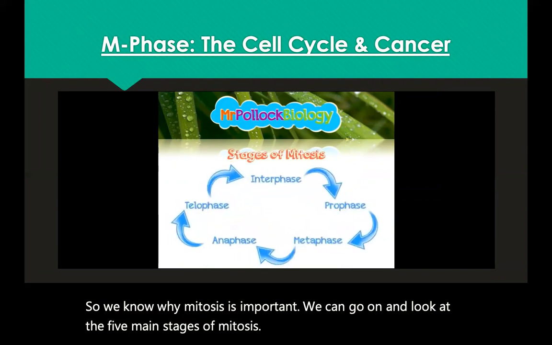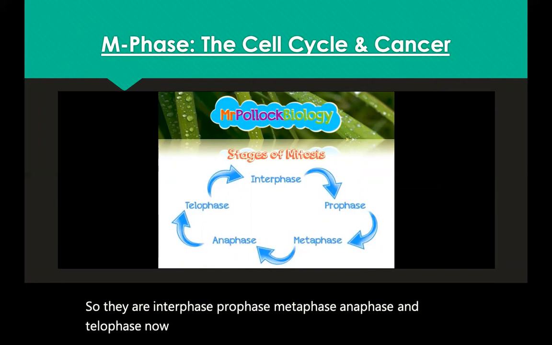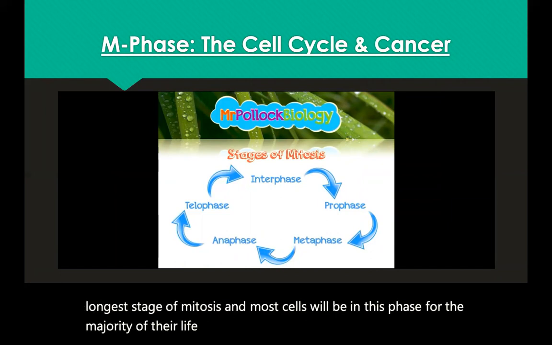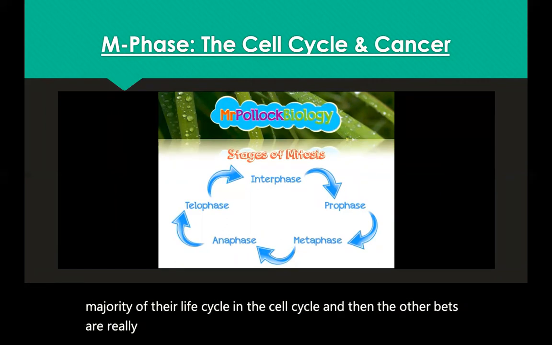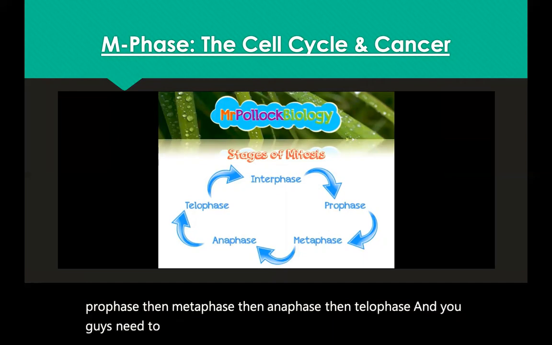So they are interphase, prophase, metaphase, anaphase, and telophase. Now, interphase is where we usually start. This is by far the longest stage of mitosis. Most cells will be in this phase for the majority of their life cycle in the cell cycle, and then the other bits are really tiny amounts of the division part. So interphase first, prophase, then metaphase, then anaphase, then telophase. And you guys need to know exactly what goes on at each of these stages.